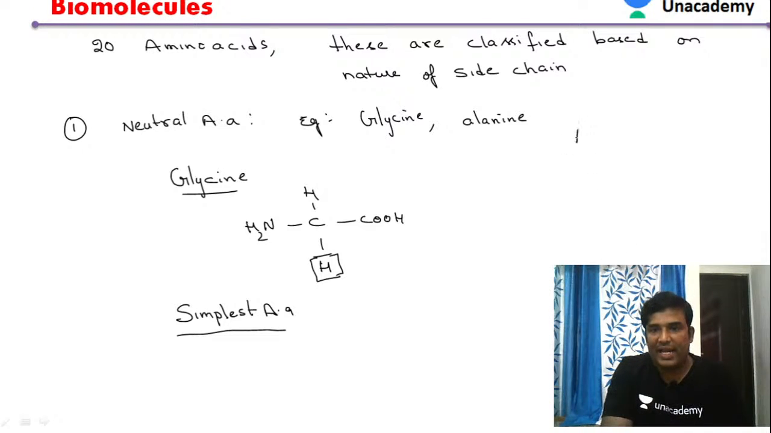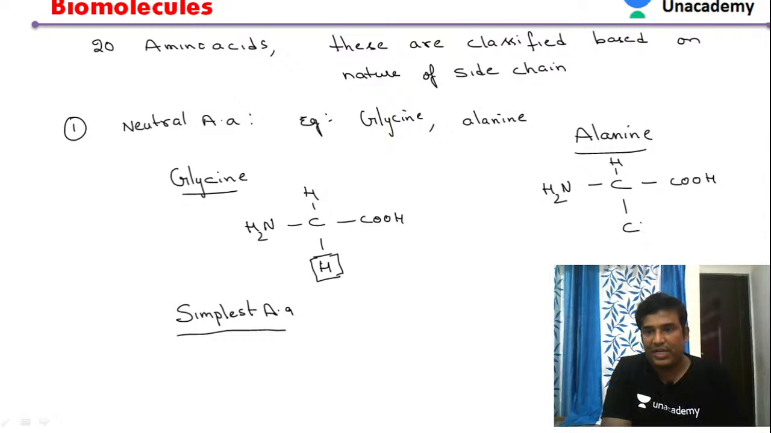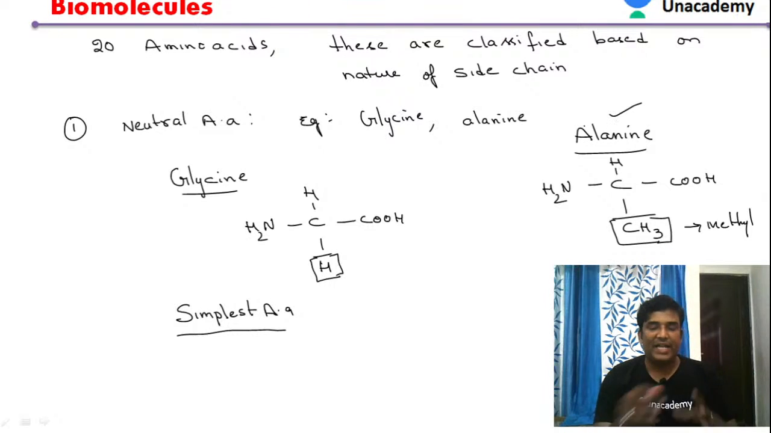Similarly, alanine is another neutral amino acid. If you see the structure of alanine, it is similar to glycine, but the difference is in the side chain. Let us see how the side chain is different. This amino acid also has one carboxyl group and one amine group. Then instead of hydrogen, here we have a methyl group. So if the side chain is replaced by a methyl group, such an amino acid is called alanine. If the side chain is replaced by hydrogen, it is called glycine.